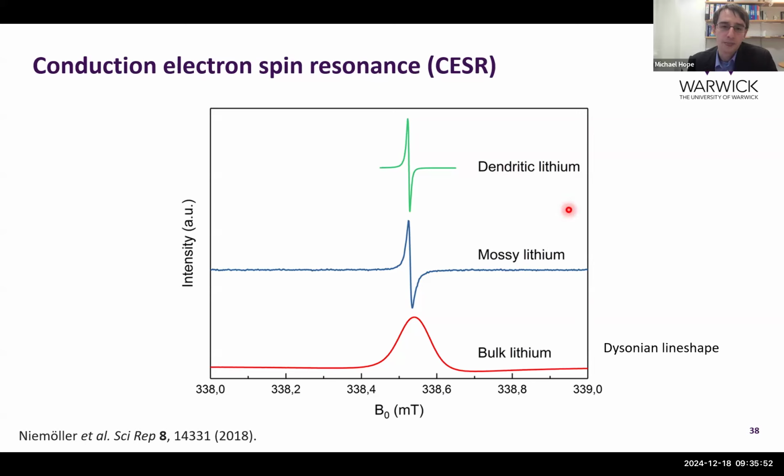If you have a small sample of lithium, you get a sharp Lorentzian line shape. Whereas if you have a bulk piece of lithium, where the sample is bigger than the skin depth of your microwave radiation, then you get this distorted line shape, which is known as a Dysonian line shape. And so you can use the EPR to explore the morphology of lithium metal, whether you have large particles or small particles.